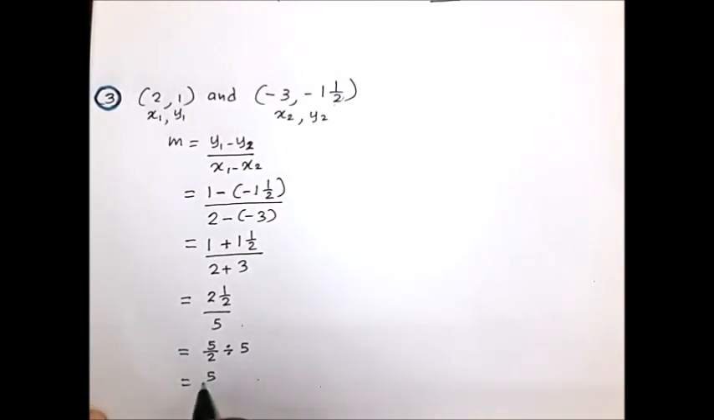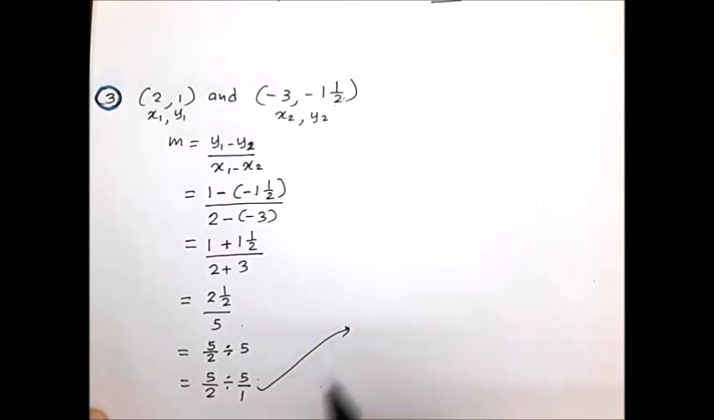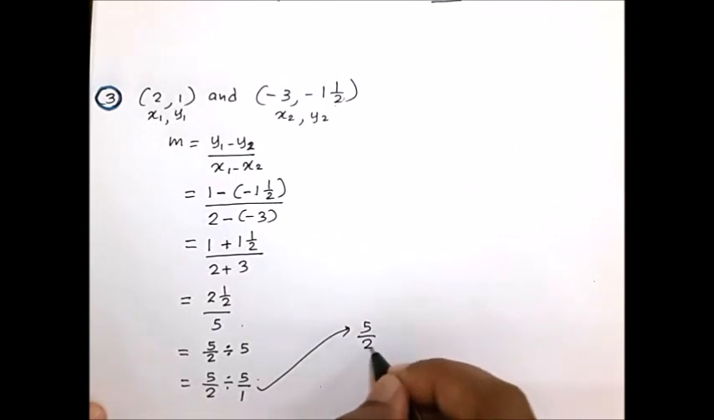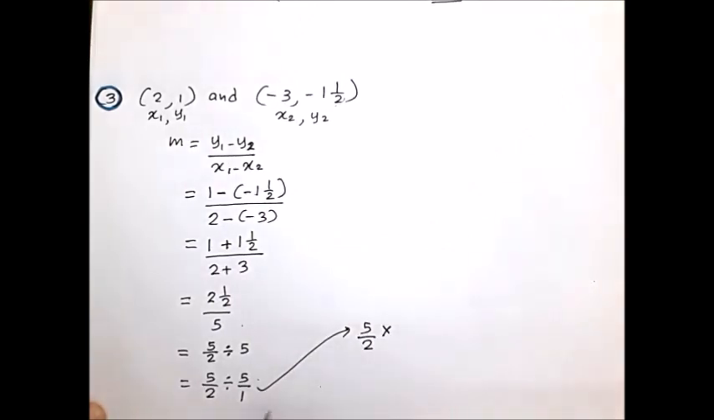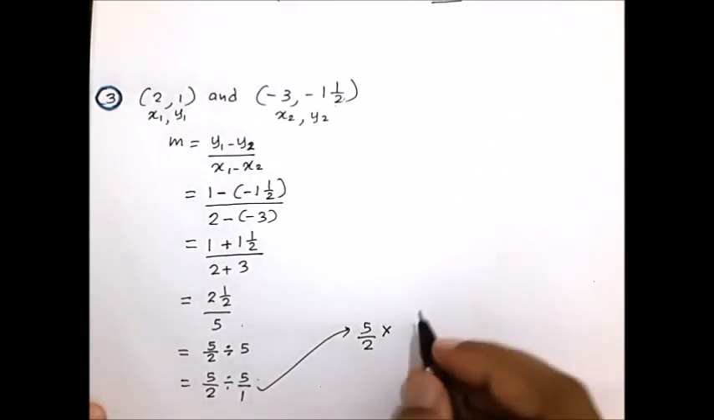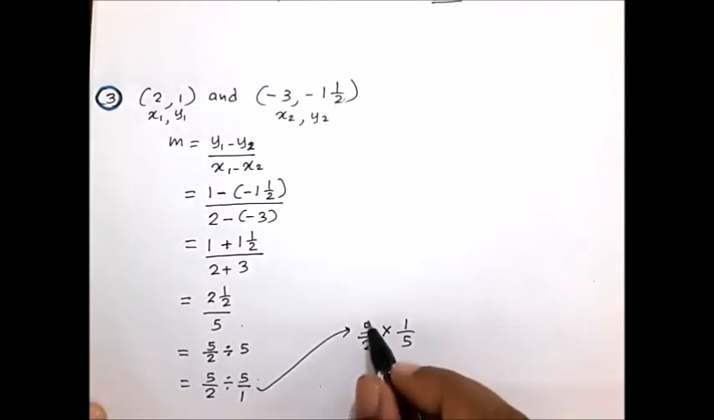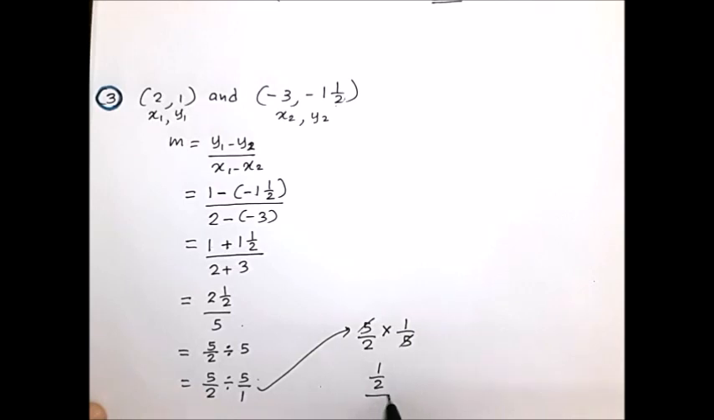Now 5 divided by 2. Division. Convert this into a fraction. You can write it as 5 over 1. This is a whole number, convert it into a fraction. 5 divided by 1. Convert division into multiplication and take the reciprocal of the second one. It is 1 over 5. You can cancel these two. Answer is half. Gradient is equal to half.